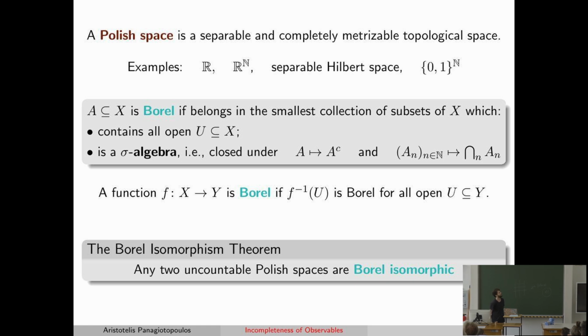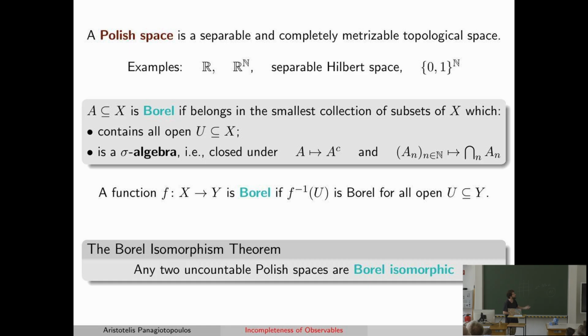So a Polish space is a topological space that is separable, meaning you can find a dense subset which is countable, right? And it's completely metrizable. So if you want, you can place a metric on it, and this metric is complete. You cannot find Cauchy sequences that do not converge in the space, right?